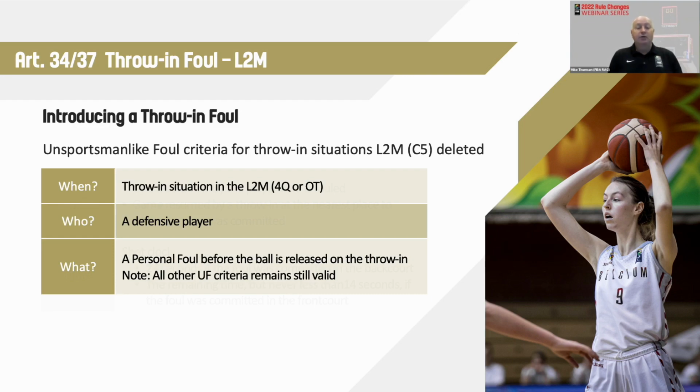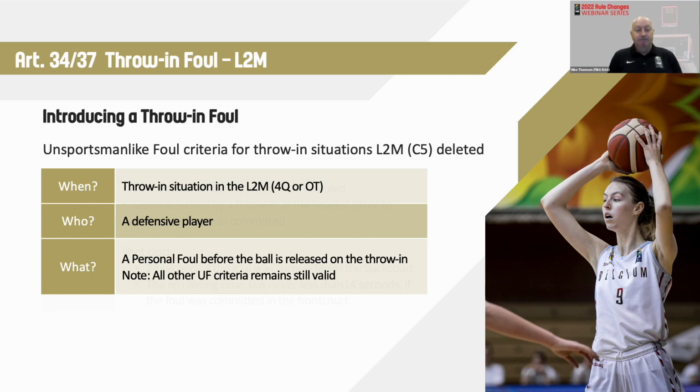It is important to understand that all other unsportsmanlike foul criteria may still remain valid. So in that last 2 minutes, if the ball is in the hands of the thrower-in, and we have a situation that meets other existing unsportsmanlike foul criteria, like an excessive or hard contact, a C2, we can still have an unsportsmanlike foul, but it is not an automatic unsportsmanlike foul. It is still a personal foul.